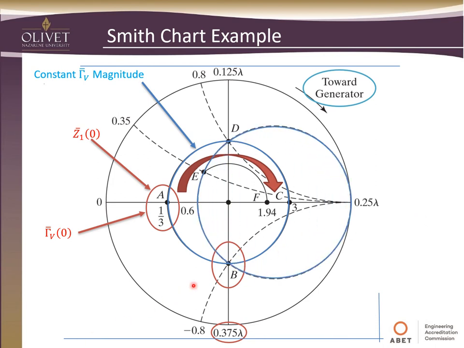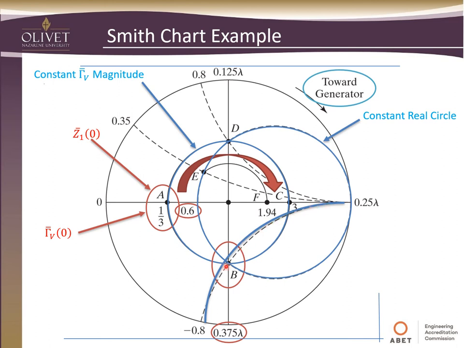As we look at B, we see there are these two dashed lines that intersect there. We have this first circle, and if we recall from a few slides back, this is the constant real circle. And so we just have to find where this circle intersects this horizontal line, and when we do, we see that it's 0.6. So everywhere on this circle, the real part is 0.6.